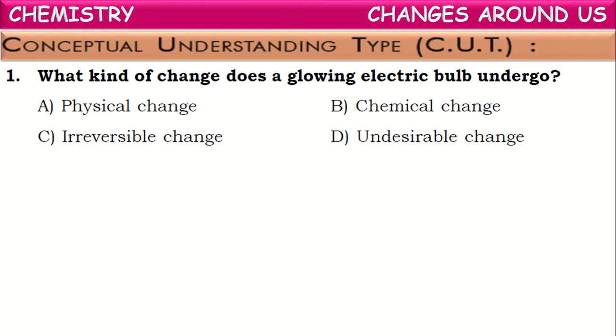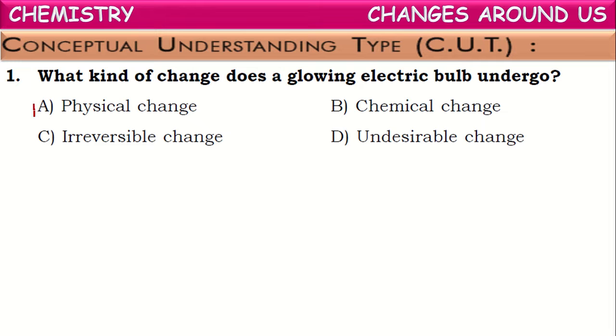See the first one. What kind of change does a glowing electrical bulb undergo? We know when we switch the light on, it glows. An electrical bulb will glow when you switch on. When you switch it off again, the light will go off. So there only a physical change occurs, which can be repeated and which can be reversed also. Such kinds of changes in which there is no change in chemical composition are called physical changes.